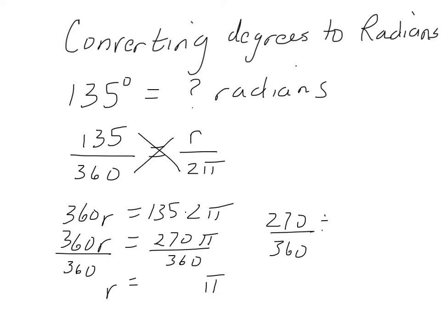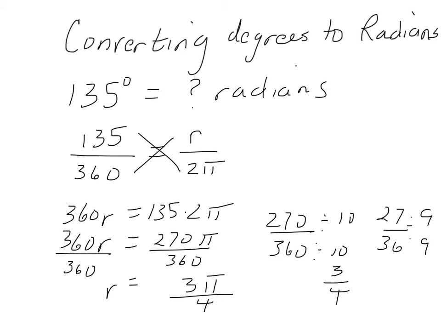360. So I first can divide them both by 10, so that would be 27 over 36, and then I can divide them both by 9, so that would be 3 over 4. So my answer would be 3 pi over 4 radians. That is what 135 degrees is equal to. Three pi over 4.